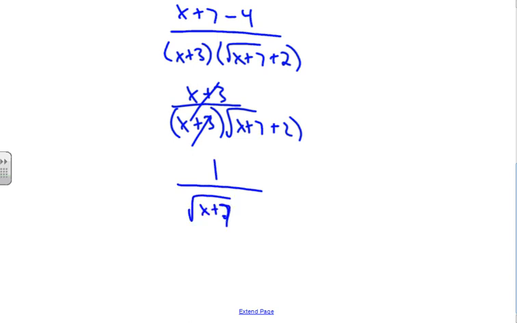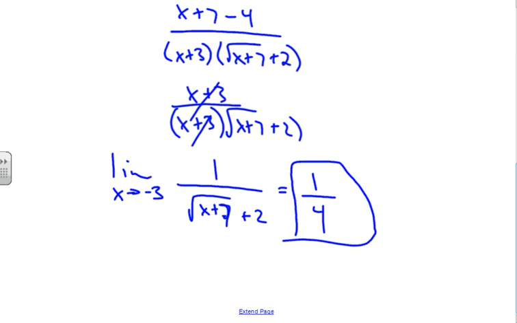And now we've eliminated the hole. So now we can take the limit as x approaches -3, and what we have is 1 over 4, 1/4. And that is our limit.